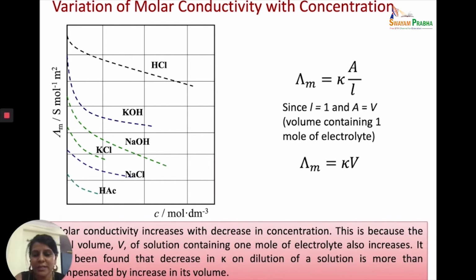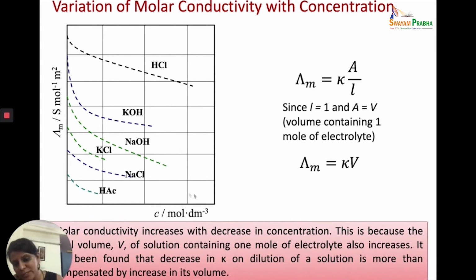Now what happens to these factors when you change the concentration? If I dilute a solution, that is I decrease the concentration, then number of moles per unit volume decreases. We know that, and therefore kappa will decrease. Kappa will decrease, but because you are diluting the solution, volume will increase. So kappa is decreasing, volume is increasing, but volume increase is much more than kappa, so lambda will increase. So when you dilute a solution or decrease the concentration of an electrolytic solution, then lambda m increases.